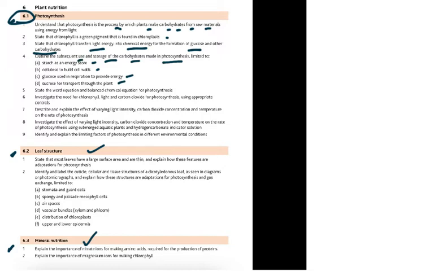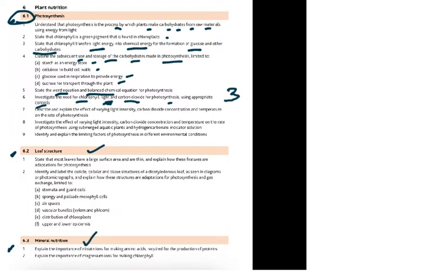Then state the word equation and balanced chemical equation. Investigate the need for chlorophyll, light, carbon dioxide for photosynthesis using appropriate control. So that means we're going to be discussing 3 practicals in this: need for chlorophyll, need for light, and need for carbon dioxide.